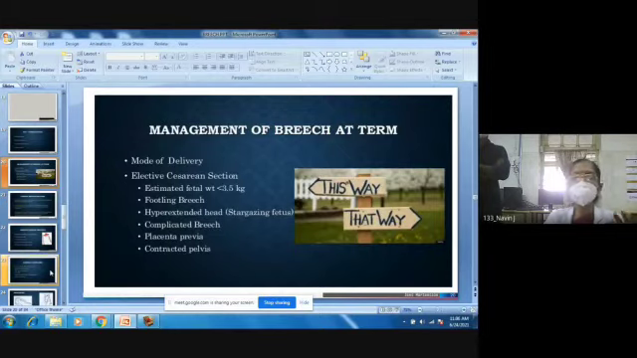So when the patient comes at term, she doesn't come at 37 weeks, she comes only at term, like the case which she presented today. Okay, so what are the different modes of delivery? You could either do a cesarean section or you can allow for a vaginal delivery also. So when do you plan for a cesarean? Whenever the size of the baby is more than 3.5 kgs, it's preferable to do a cesarean.